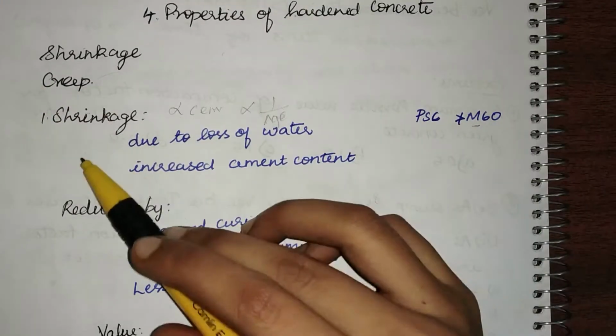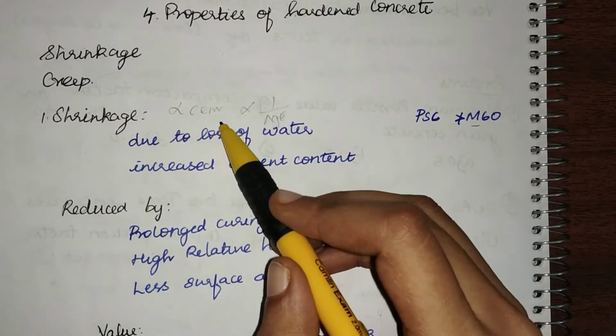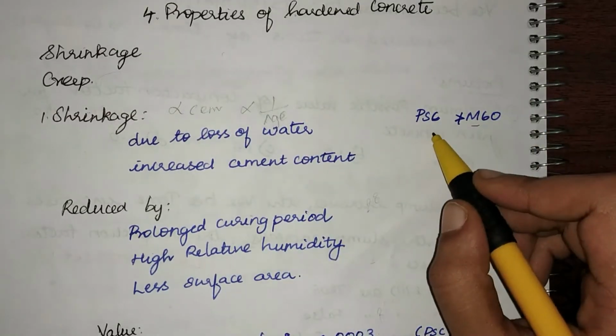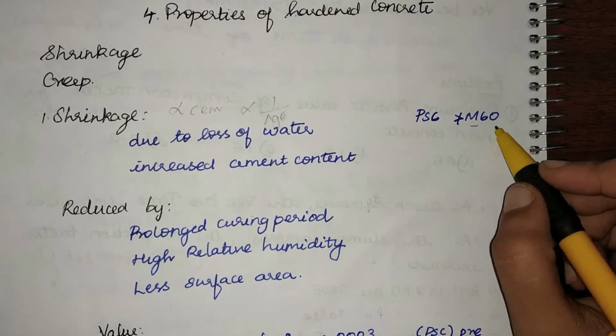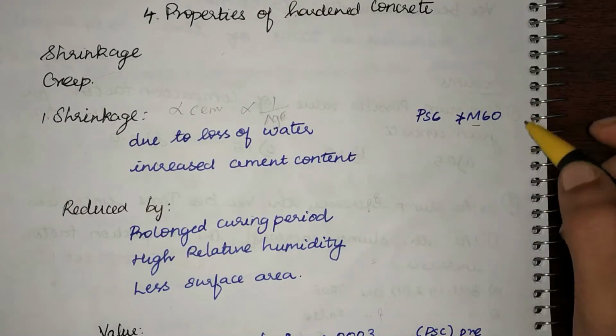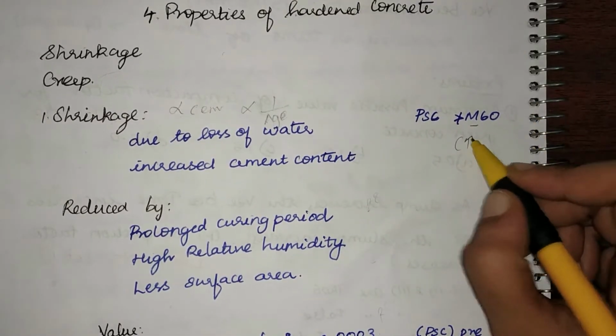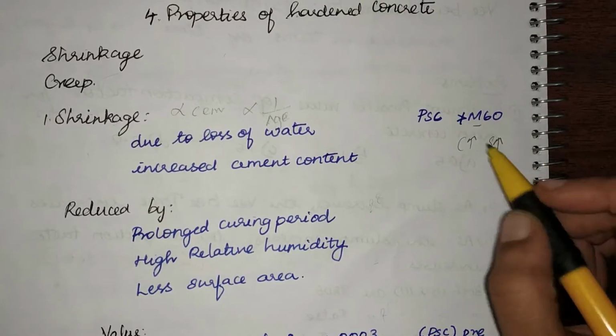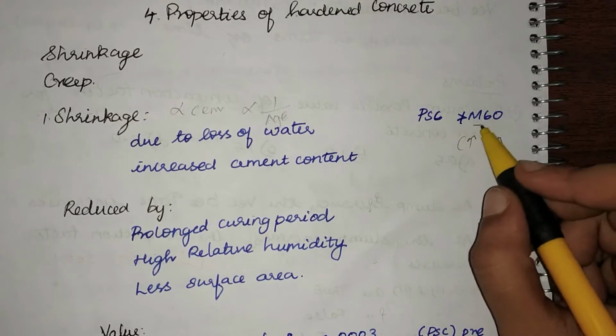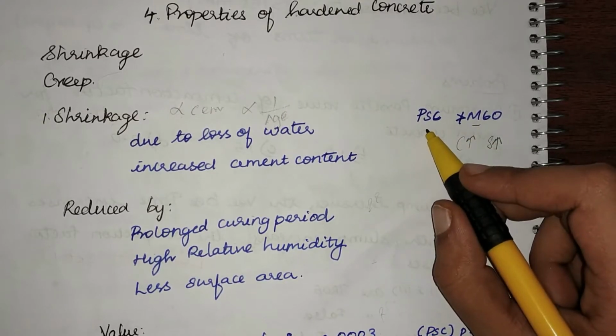Since shrinkage is directly proportional to cement content, in pre-stressed concrete structures we are not advised to go more than M60, because as the grade of concrete increases, the cement content also increases. With the cement content, shrinkage also increases. So that is the reason why we are not going above M60 for pre-stressed concrete structures.